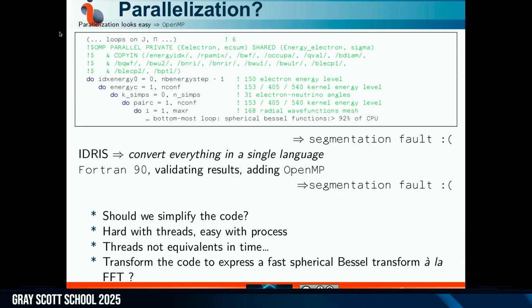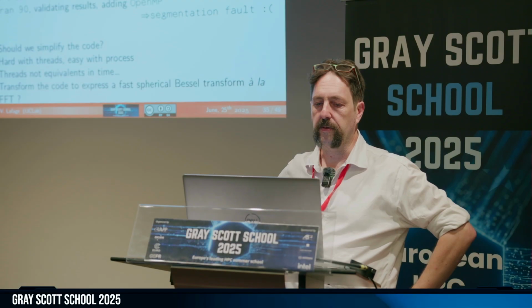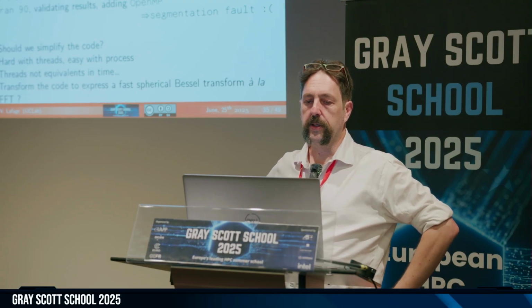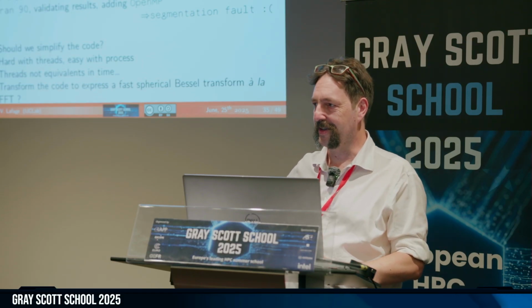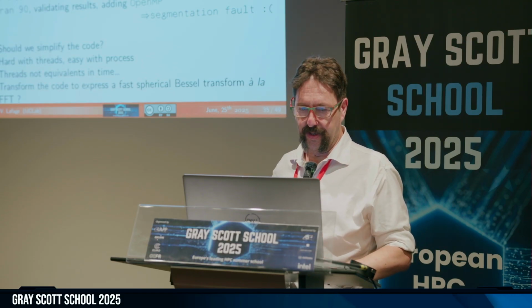The first attempt, after this initial factor 55 speed up, was to really start parallelization. And it looked easy. So the usual answer for parallelizing your code in old Fortran was using OpenMP. In modern Fortran as well, but we will see even better ways.